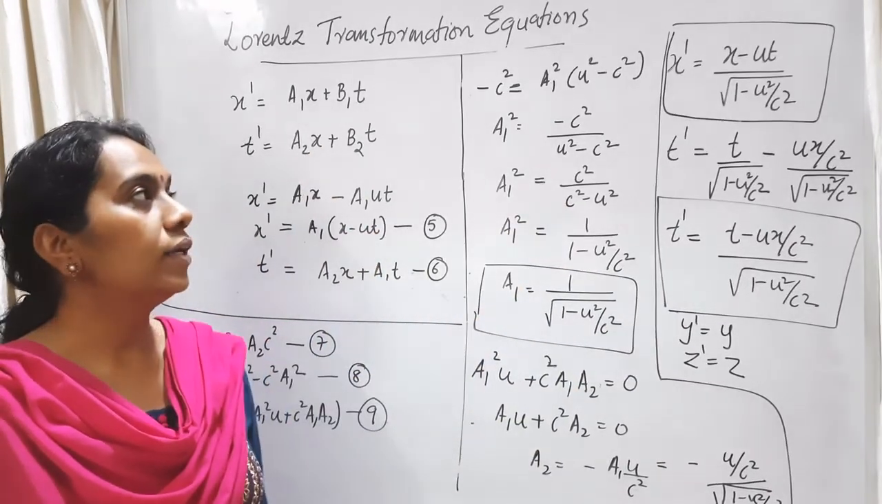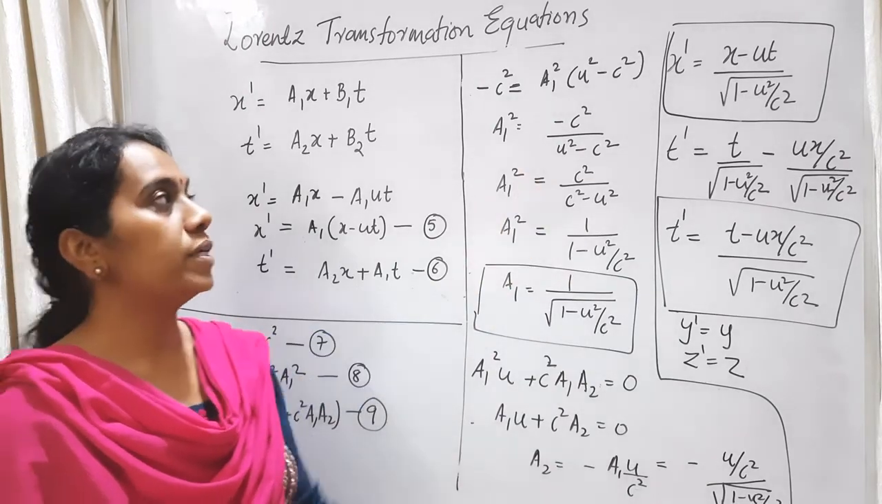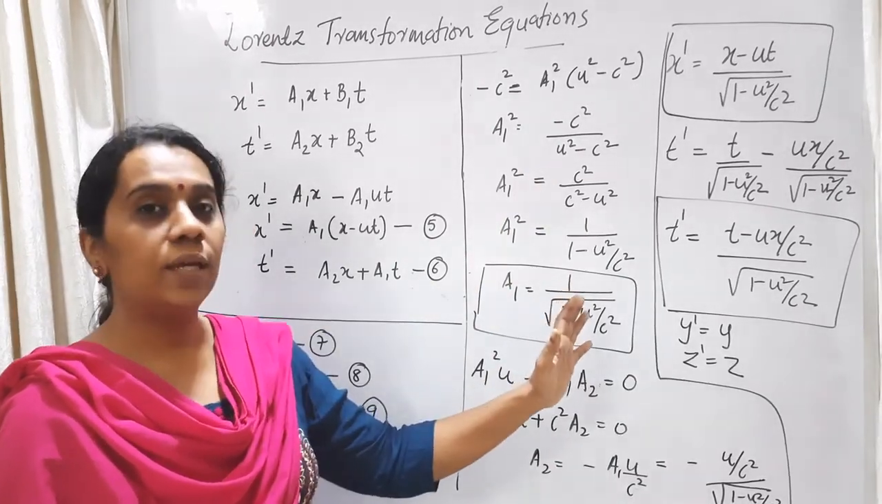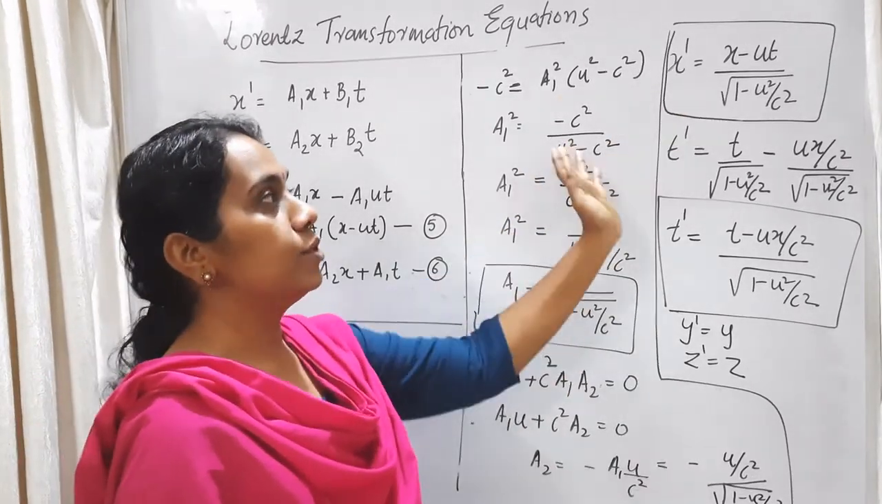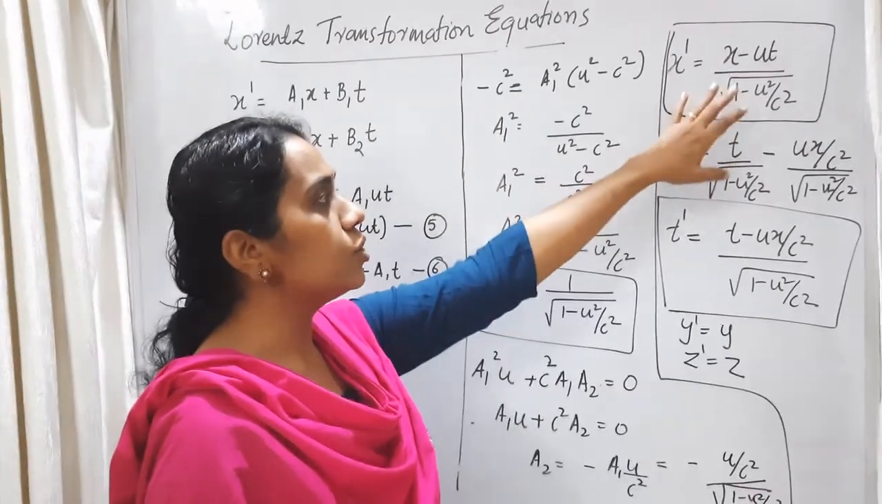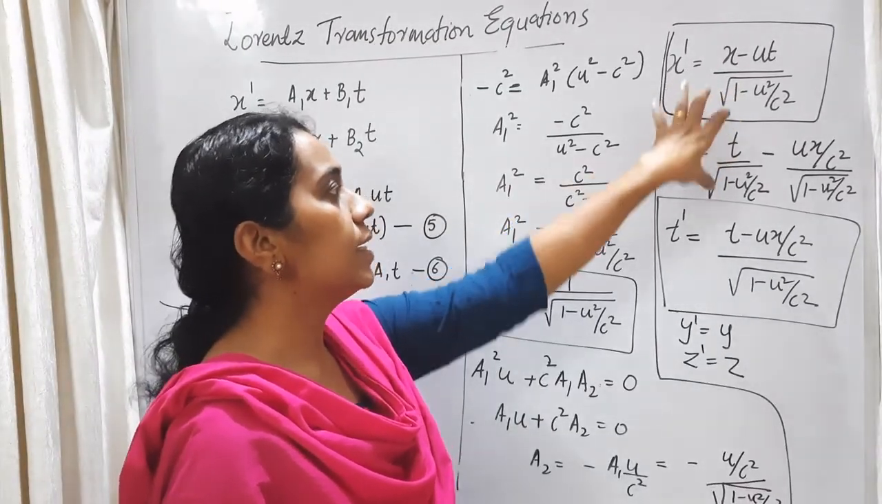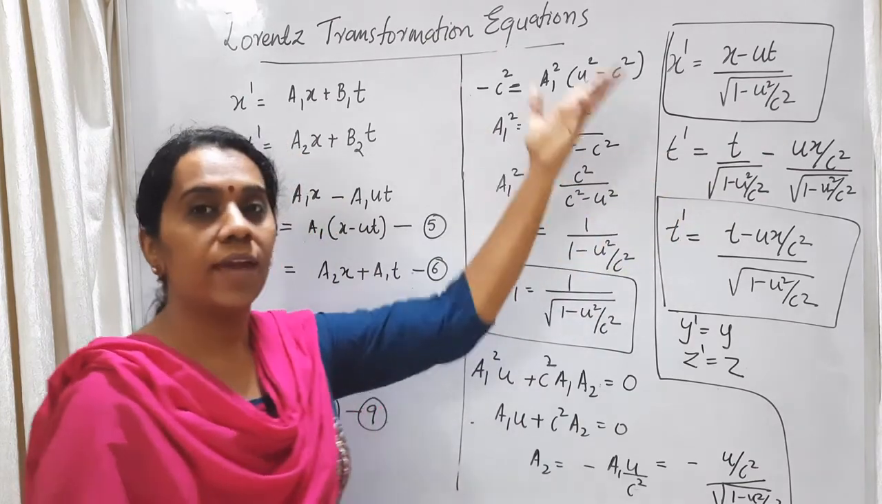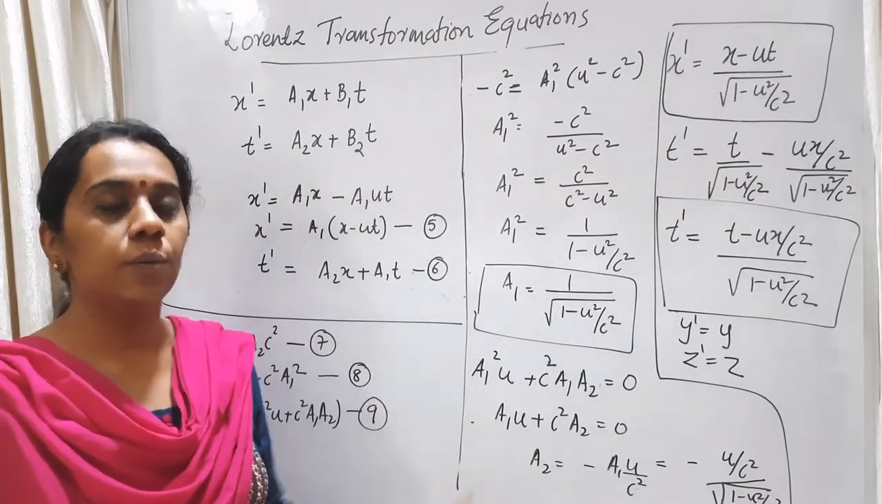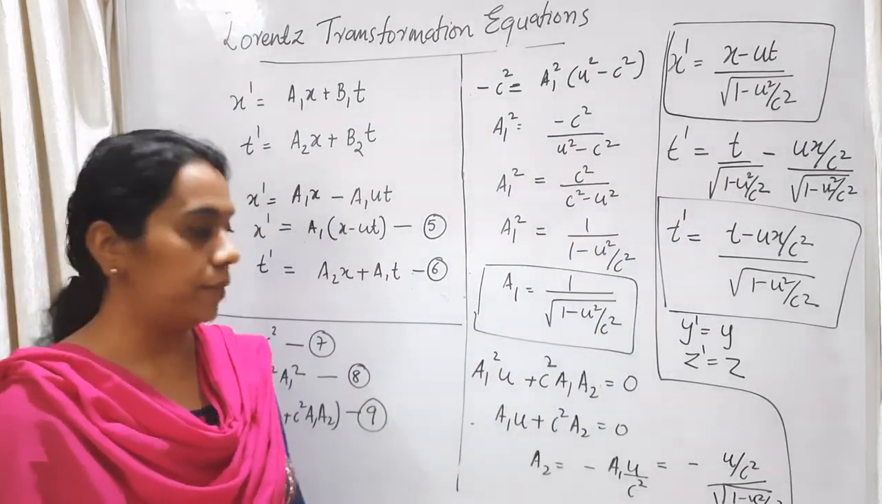And as a homework, you can find out the inverse transformation equations. Just write down the equation for x in terms of x dash. Okay, so obtain the equations for x and t in terms of x dash and t dash. Those equations will be known as the inverse transformation equations.